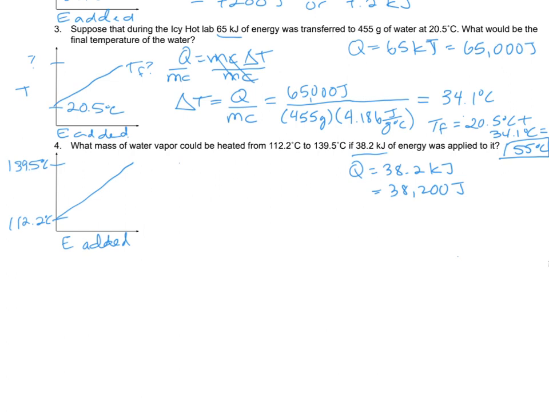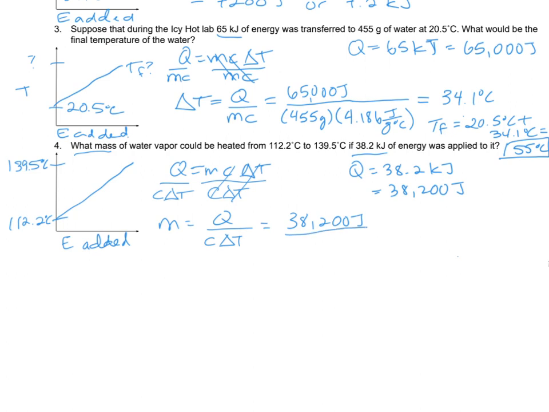And for our equation, we're using Q equals MCΔT again, as we are in this whole section. This time, though, it says what mass. So we are solving for M, which means we'll divide both sides by CΔT so that we can get M by itself. So the mass is equal to the energy divided by the specific heat times the change in temperature. And the energy was 38,200 joules.